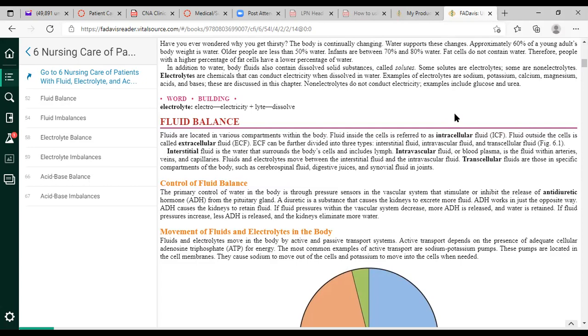Correct. And it talks about intravascular fluids, where anytime we hear intra, we know intra is inside of something. Vascular is the vascular spaces such as capillaries, arteries, veins, those types of things. It also talks about control of fluid balance.